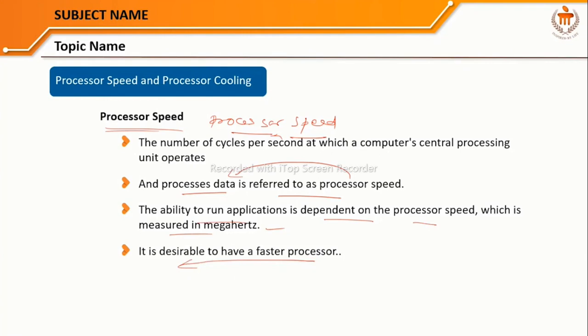When the processor is running in this faster manner, it generates heat. You have seen the CPU. If the CPU generates heat, this heat can affect devices like RAM, ROM, and motherboards, and all these things can be affected by the heat. So what we have to do is cool the CPU.